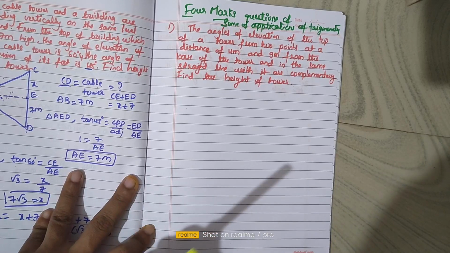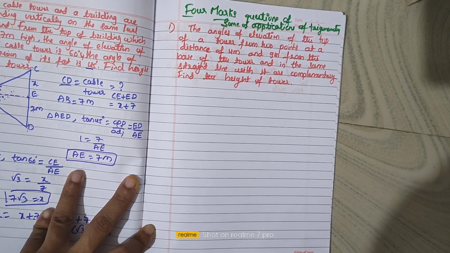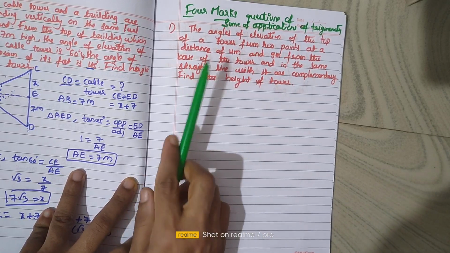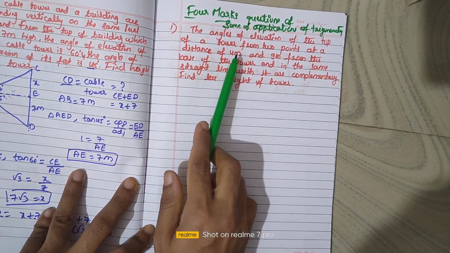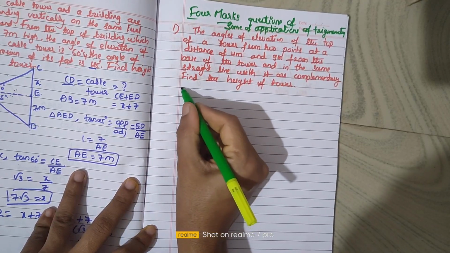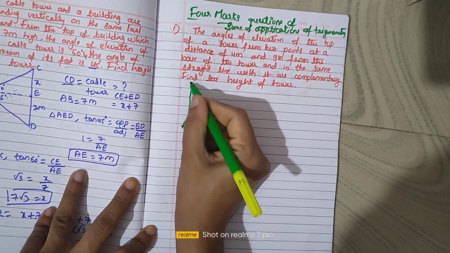Dear students, now we will discuss the 4 marks questions on the application of trigonometry. Here the first question is: the angle of elevation of the top of a tower. Yes, there is a tower. I will take this as a tower, and I call it AB.